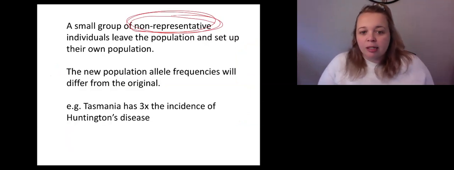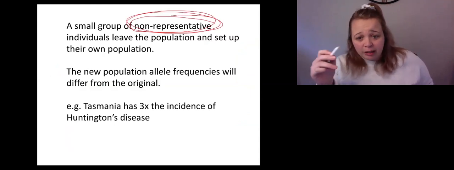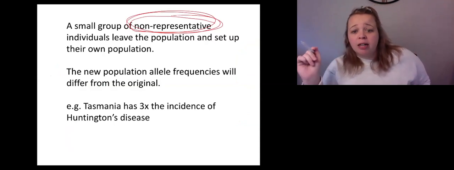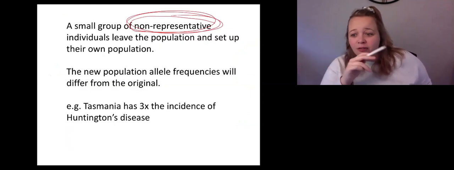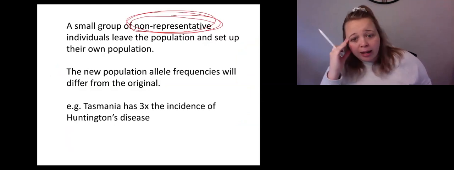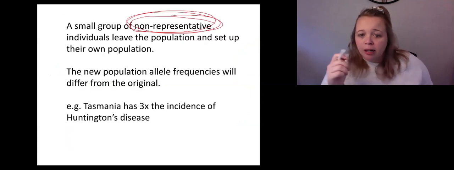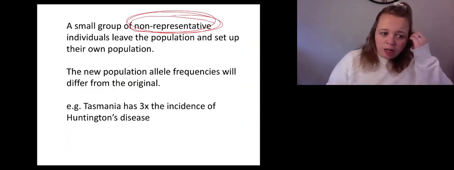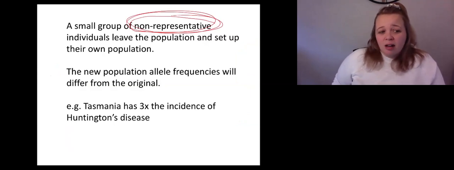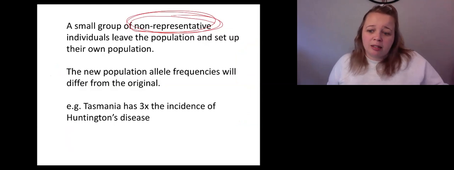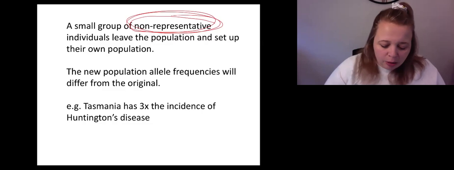An example of this is that only a small number of white Europeans managed to get their way over to Tasmania. As a result, it just happened to be that the founding population had some people that had Huntington's disease. Now that altered percentage means that Tasmania, unfortunately, has 3 times the incidence of Huntington's disease compared to mainland Australia. So the founder effect is quite an interesting one.